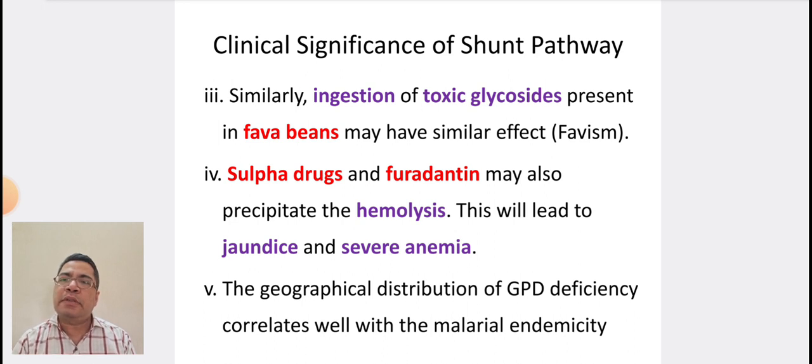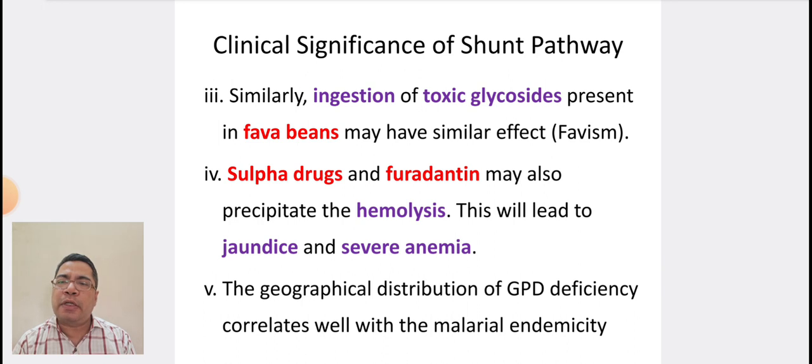Similarly, ingestion of toxic glycosides present in fava beans may have a similar effect. This is also called favism. Sulfa drugs and nitrofurantoin may also precipitate the hemolysis, and this will lead to jaundice and severe anemia.